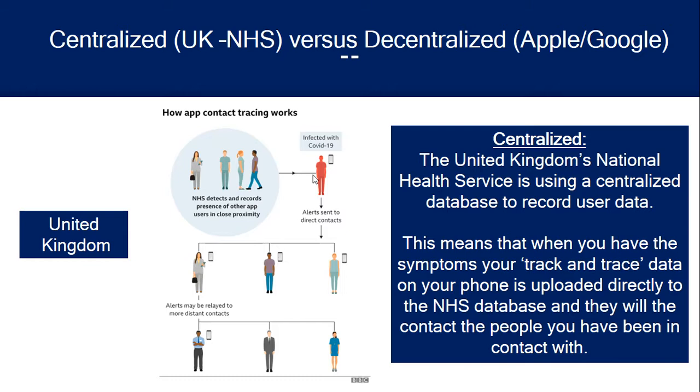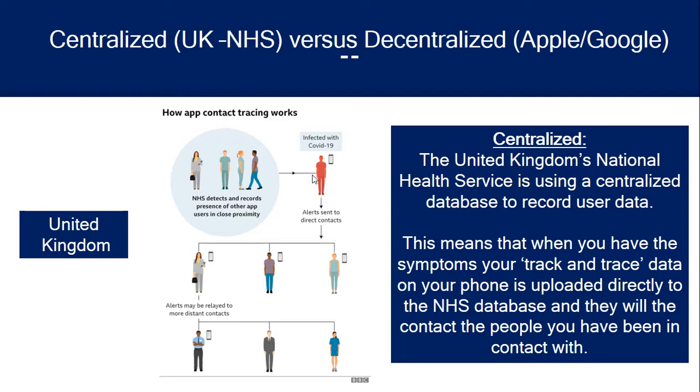What happens? Right. So, imagine you suddenly start to develop the symptoms of coronavirus. What you do is you turn on your app and you press the button that says, I think I've got coronavirus. Your phone will then gather together all the information for the people you've been close to. So if you have been close with 13 people, it will send details of those 13 people to the centralized database.